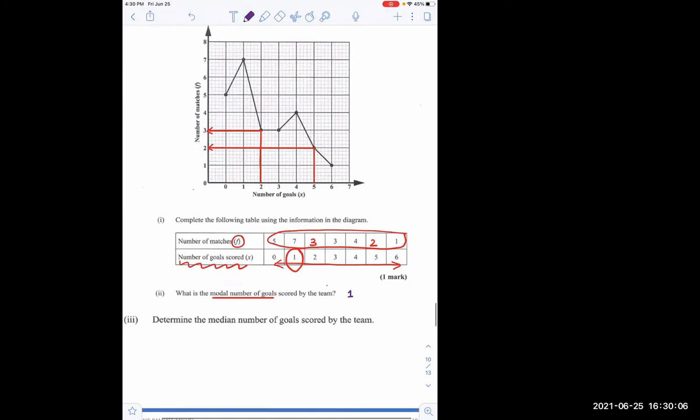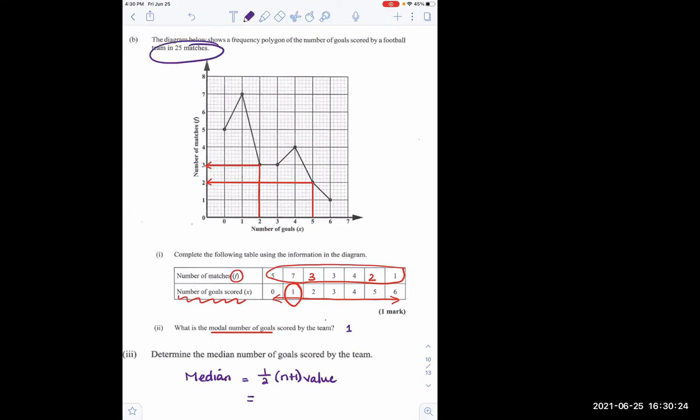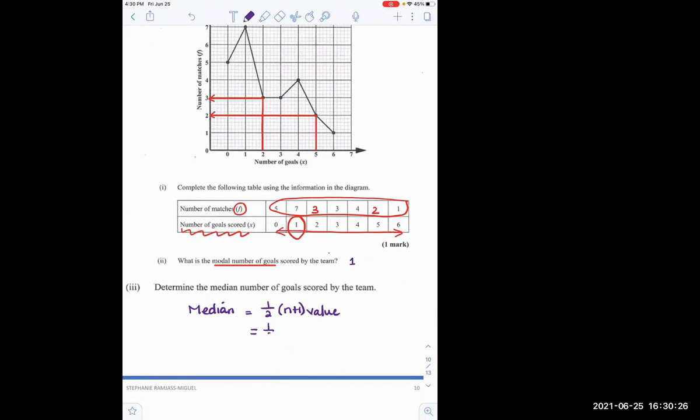So let me do the median with yours. This is ungrouped data. So the median for ungrouped data is a half n plus 1, that value. So the total number of matches is 25. So a half of 25 plus 1 is a half of 26, which is the 13th value.